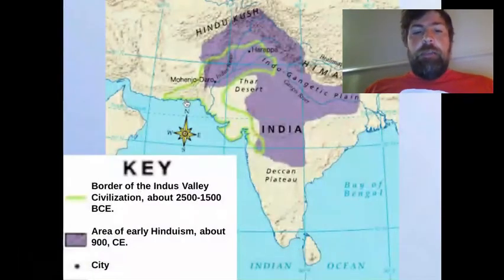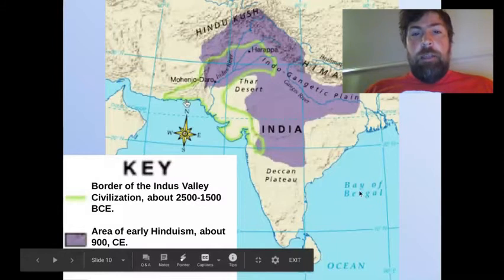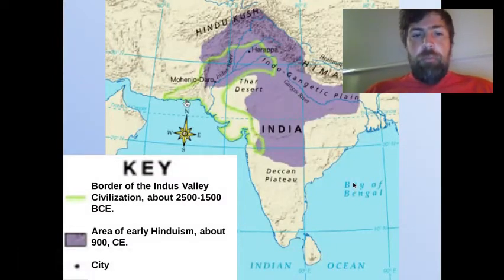So Indian society began in the Indus Valley area, the Indus River Valley, in the area that's shaded purple on the map. And this is where Hinduism gradually evolved. Hinduism is one of the world's oldest religions.